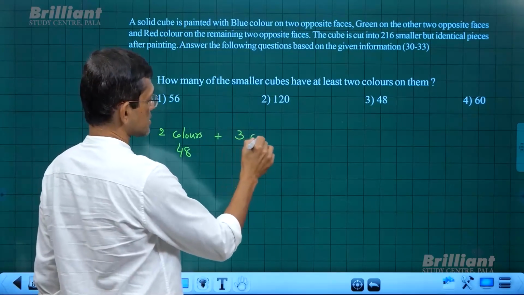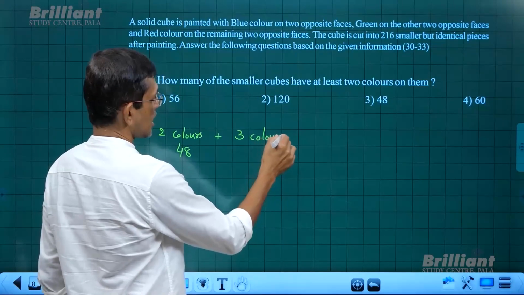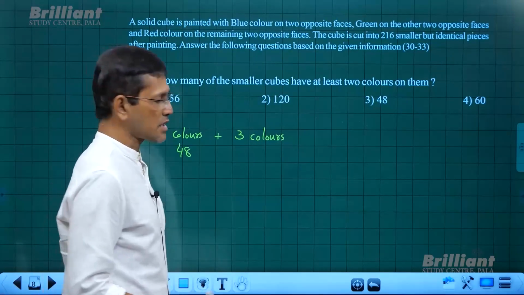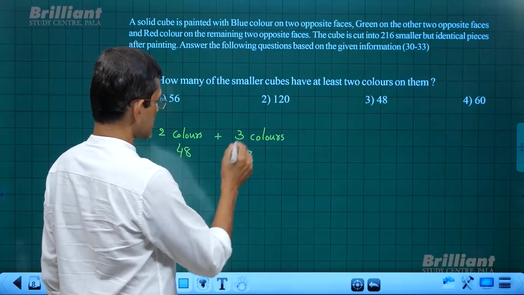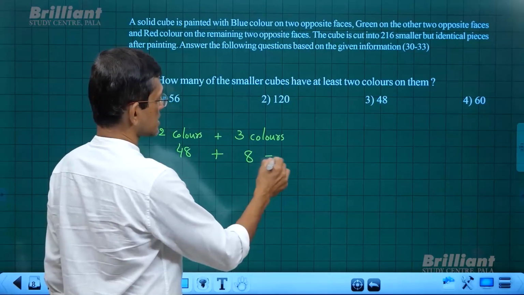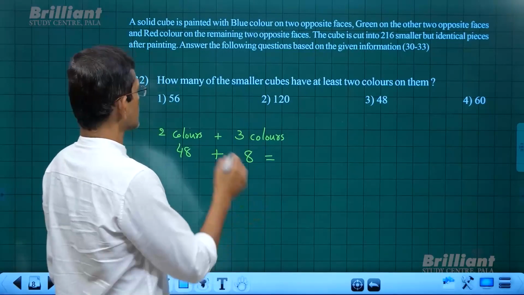So we have three colors. How many of the cubes have the three colors? These are the cubes at the corners. So there are 8 corner cubes. So 48 plus 8, that's the answer, 56. So here it is.